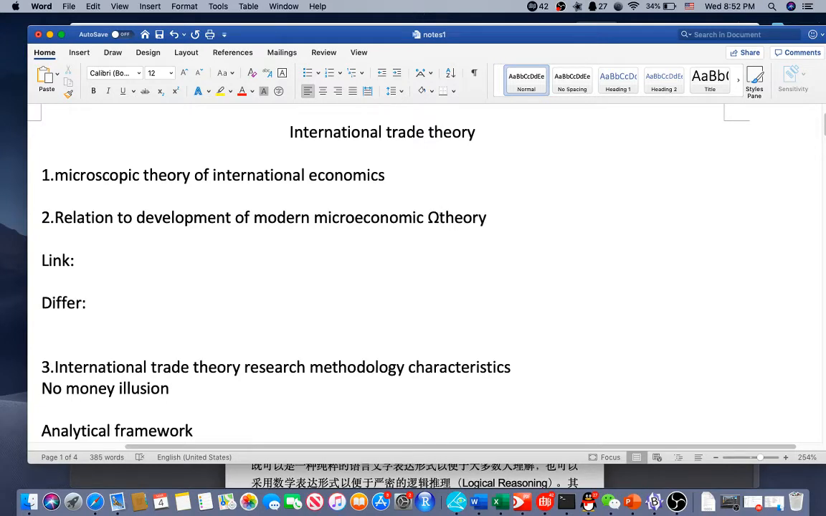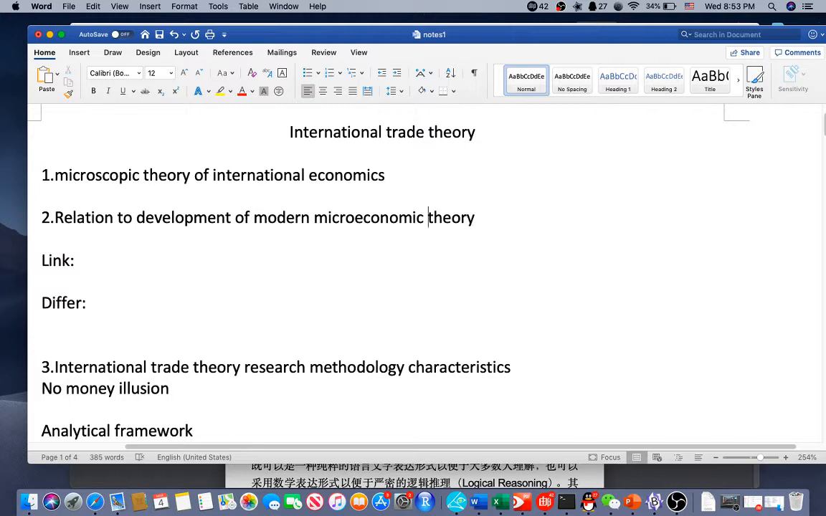Today we'll talk about international trade theory. International trade theory is the microscopic theory of international economics. It interprets the cause and consequence of international trade mainly based on microeconomics. It is related to the development of modern microeconomic theory. The birth of international economic theory promotes the development of modern microeconomic theory.